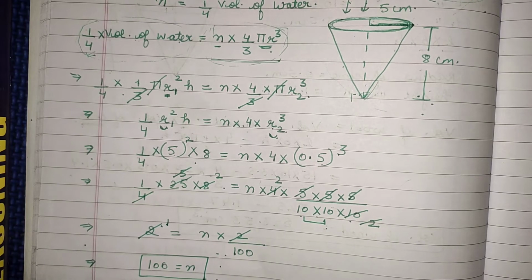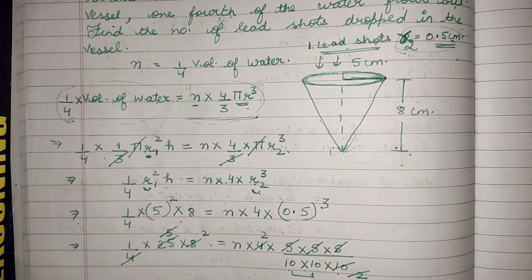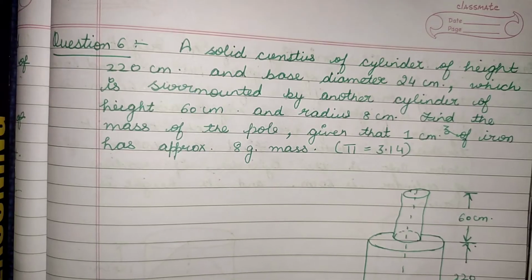Okay, so the main part of the question is that the amount of water flowing out will be equal to the volume of the lead shots. Okay, so moving to question number 6.